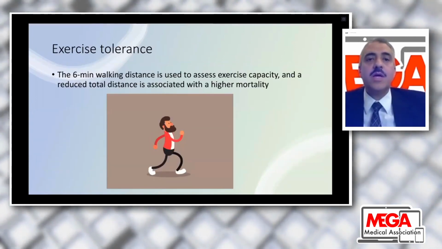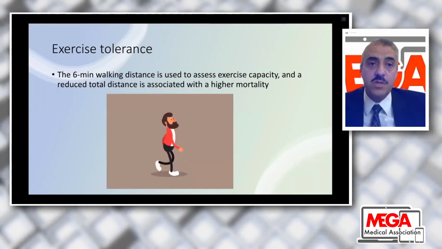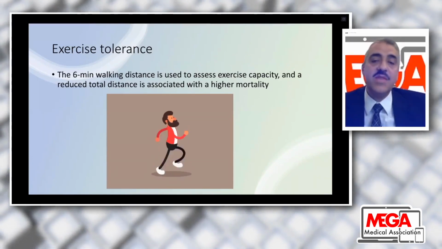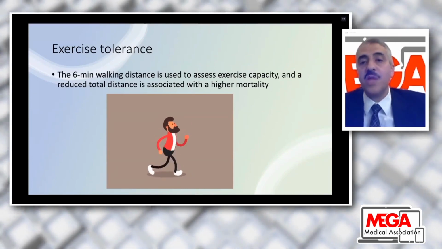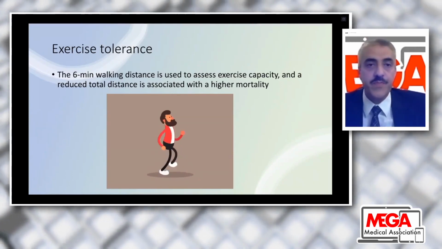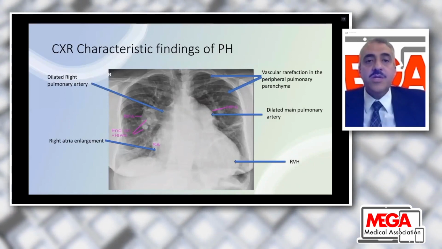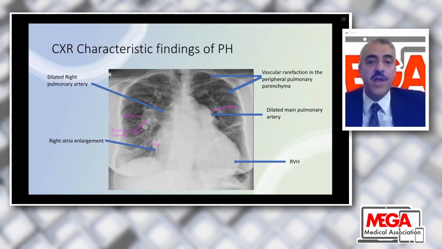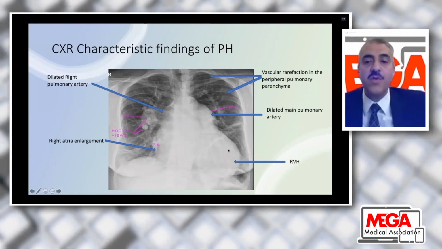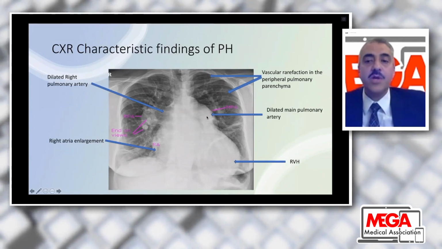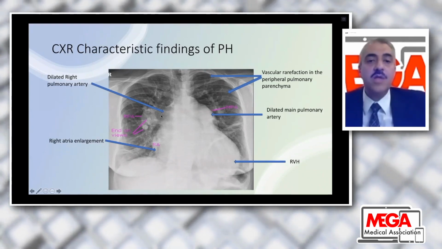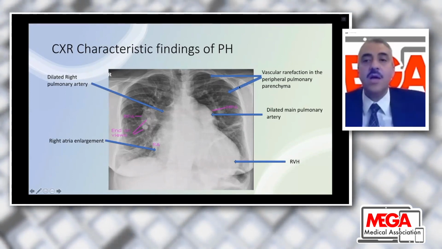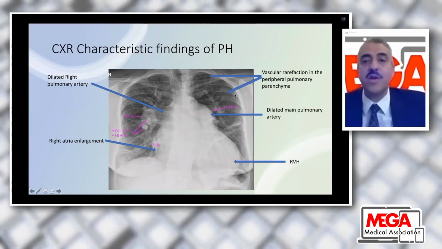We also need to assess exercise tolerance. We perform a 6-minute walking distance, and if this distance is less than 300 meters, the patient has higher mortality going to the OR. Chest X-ray findings for pulmonary hypertension are right atrial enlargement, right ventricular hypertrophy, a dilated main pulmonary artery, a dilated right pulmonary artery with an end-on view and cut-off view, and the peripheral pulmonary parenchyma shows vascular rarefaction.